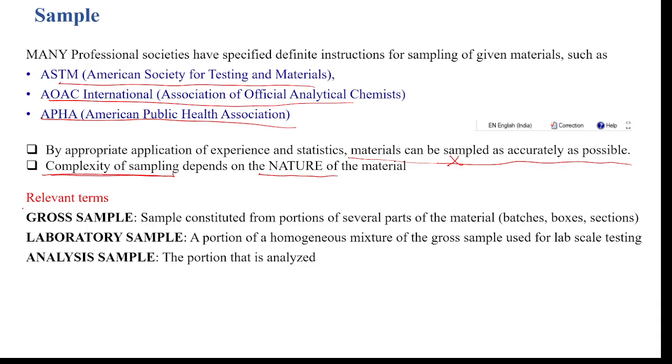And there are some other relevant terms that are used for the sample. One is the gross sample.